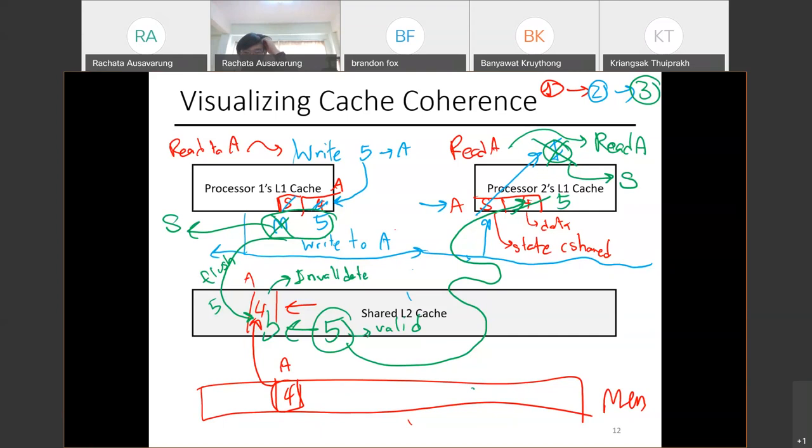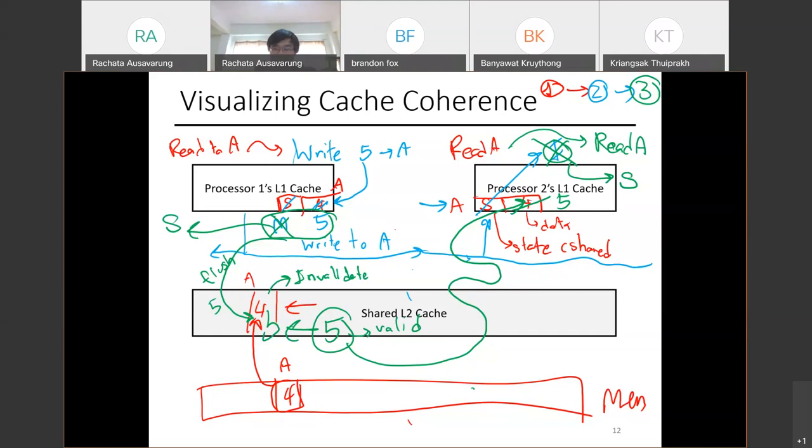So which phrase that we can change 4 to 5 in the memory, that actually depends, to be honest. Because right now the shared cache has the most updated copy, right? So everyone will be able to access the most updated copy in the shared cache. What is the only case that I will not have that cache block anymore in my shared cache? Is when that block got replaced, right?